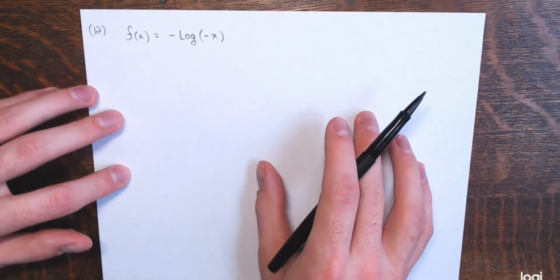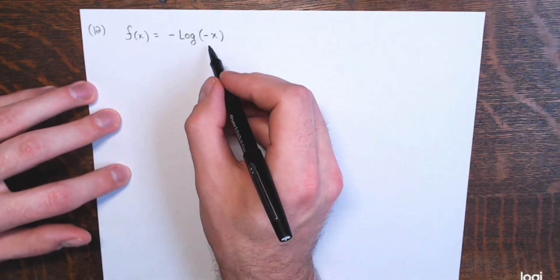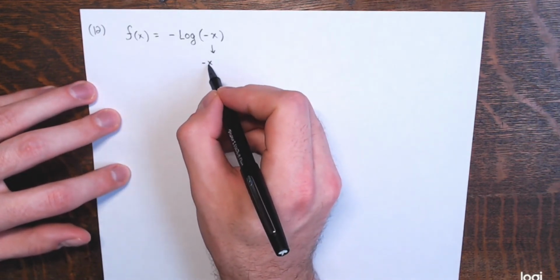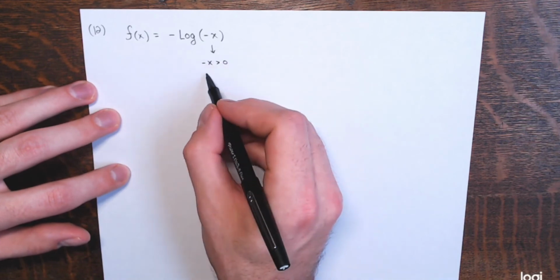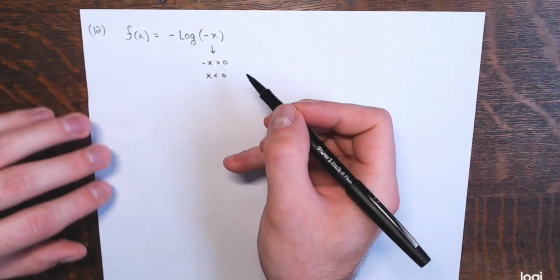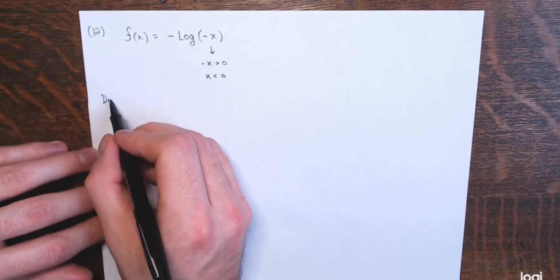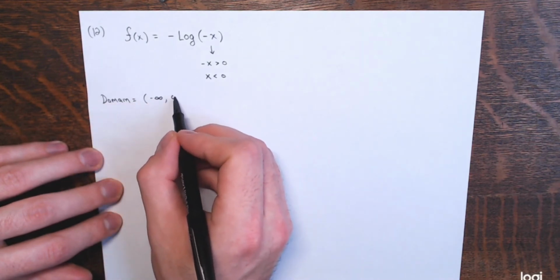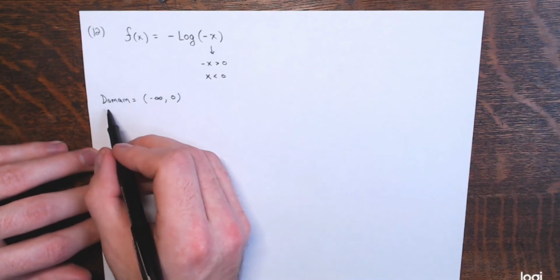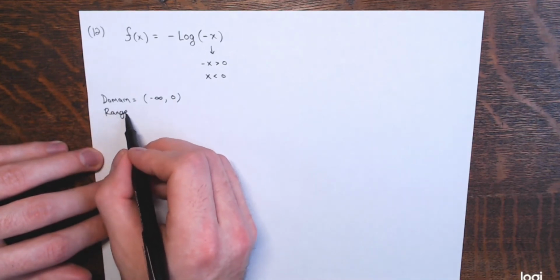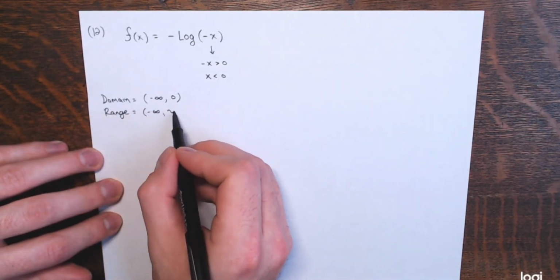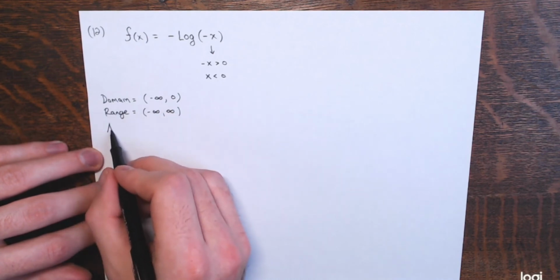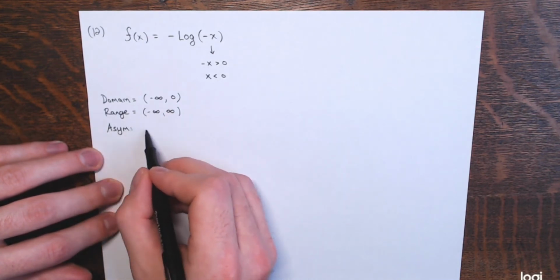But again, I'm doing the same stuff. So once again, this negative x needs to be positive, meaning that x has to be a negative number. So the domain is all negative numbers, so from negative infinity to 0, not including 0. The range is all reals. The asymptote's the y-axis, x equals 0.